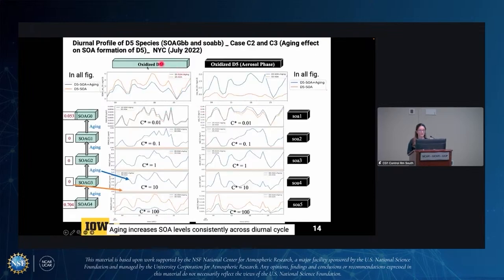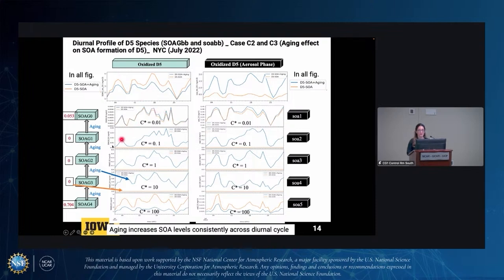Here is the detailed volatility basis set, each bin's diurnal profile of D5 species for semi-volatile oxidation product and aerosol phase. I wanted to see the aging effect by including 2 cases. In all figures, the orange solid line represents the D5 SOA, and the blue one is D5 SOA considering aging.